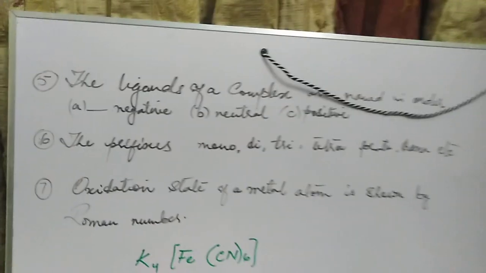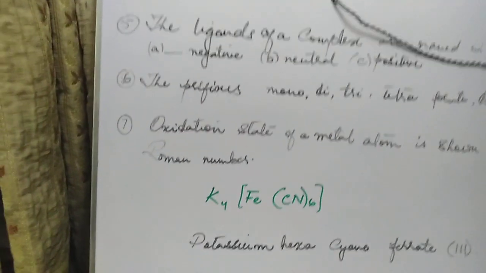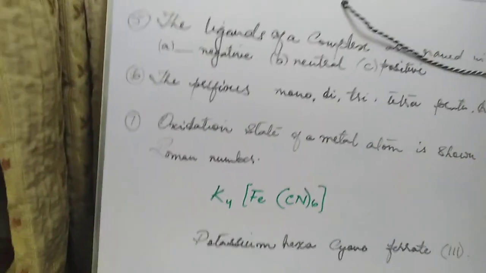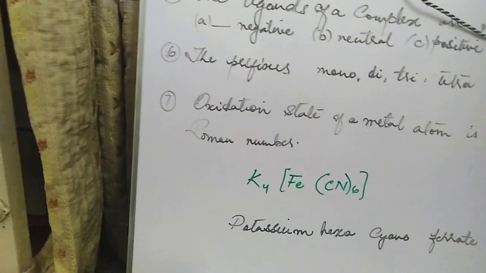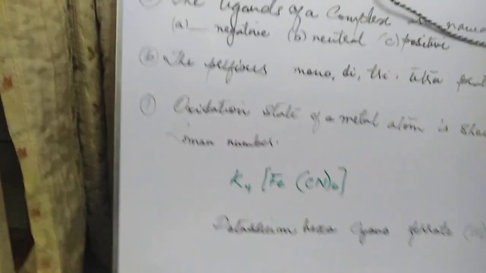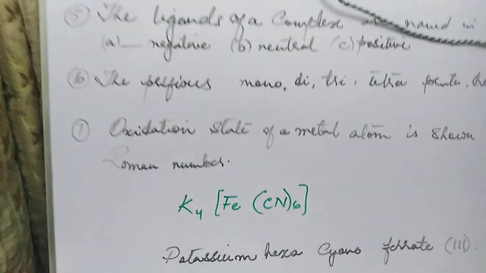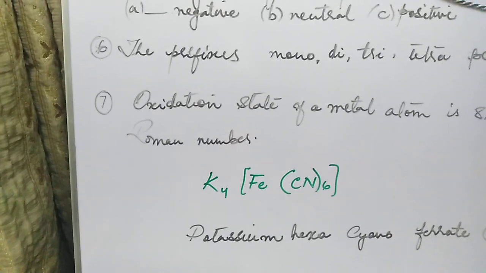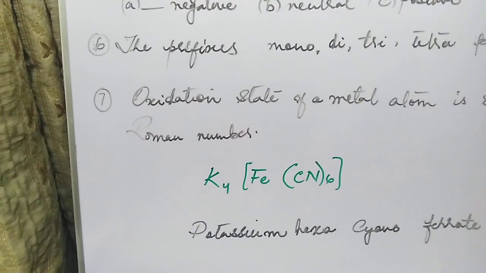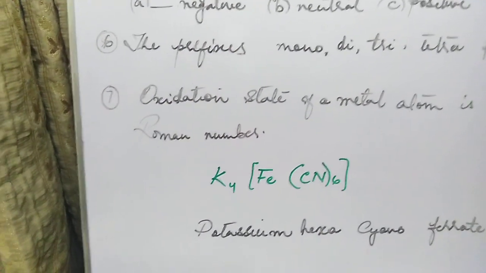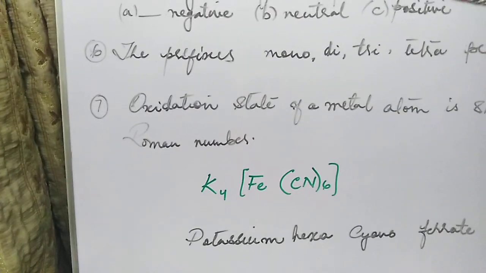Again, I am repeating: the ligands of a complex are named in the order of negative ligand, then neutral, then positive. It means if there is a combination of different types of ligand, negative ligand is there, neutral is also there, positive is also there, then first of all we select which ligand is negative and write it down. If there is a positive also and neutral also, then second we write down neutral, and at the last the positive ligand. After writing the names of the ligands, we write down the name of the metal atom, and after this we write down the oxidation state.